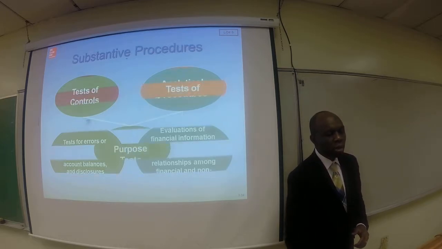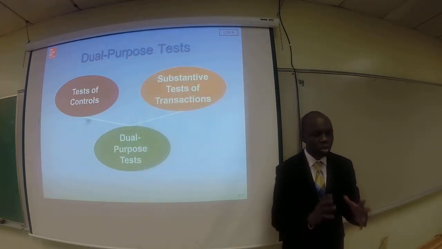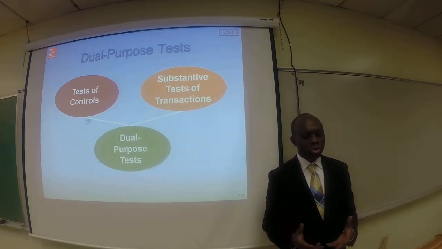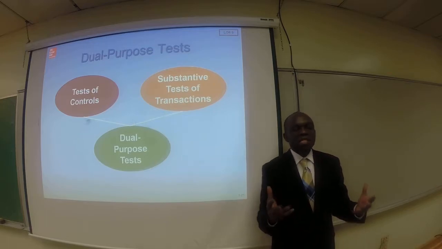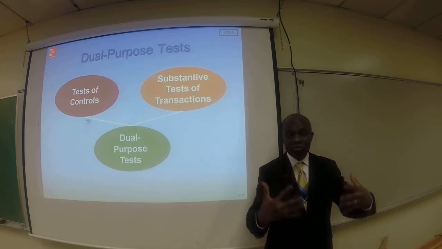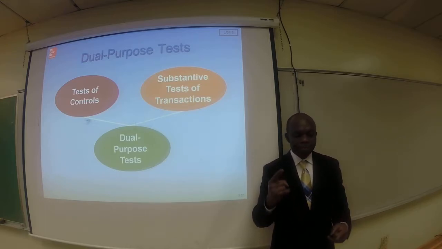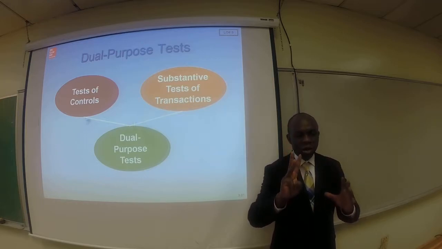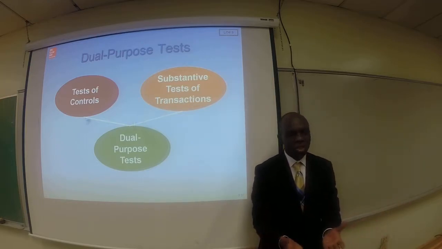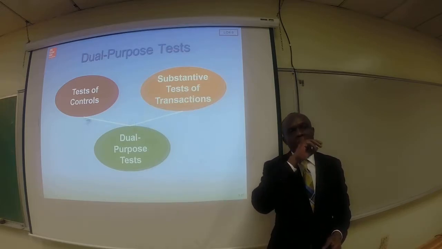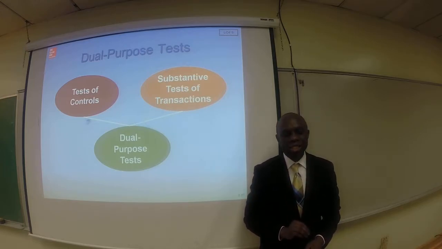Now, here in part 4, we need to wrap up talking about substantive procedures. We are talking about the dual purpose test. What is a dual purpose test? Recall, we said that every test is either a risk assessment procedure, a test of controls, or a substantive procedure. So those are the 3 types of tests that we have. In other words, all the tests that the auditor performs could be put into one of these 3 categories.